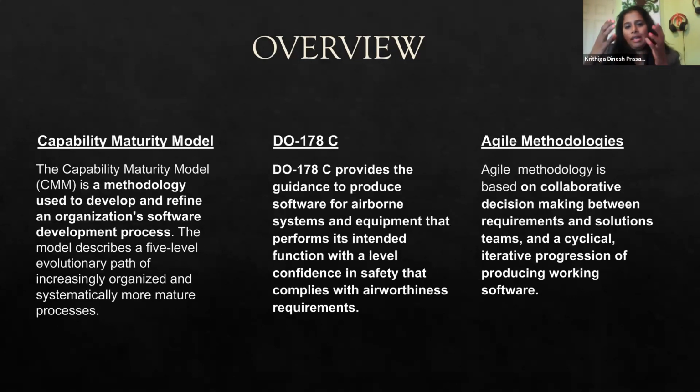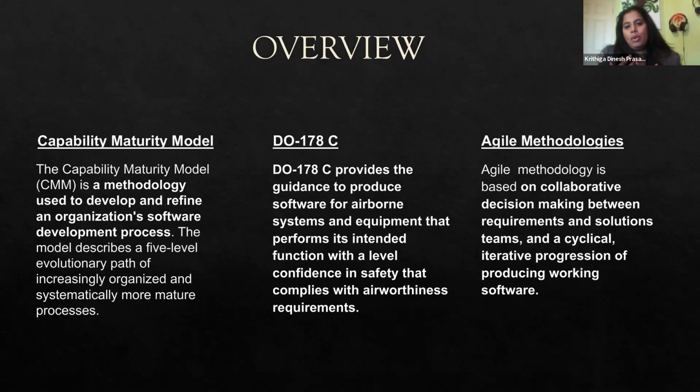DO-178C is the main pillar which provides the guidance to produce software for airborne systems and equipment that performs its intended function with the level of confidence and safety that complies with the airworthiness requirements. If you see the capability maturity model and DO-178C, it gives you the process areas and the criticality levels and the guidance, but would not tell us how it needs to be achieved. It can be achieved in the waterfall way, it can be achieved in the iterative way, the agile way. It doesn't specify how one thing needs to be achieved.